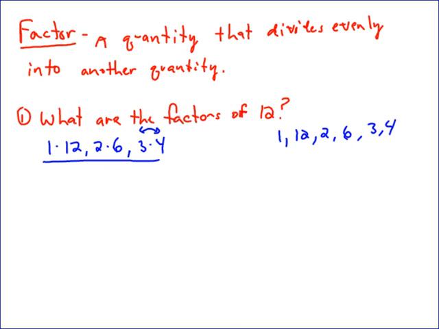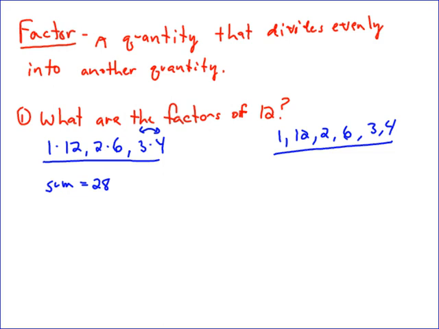So when you talk about a number, there's a lot of things that we worry about with factors. Number one is how many factors does it have? This is 6. We might be concerned about the sum of the factors. Well, that would be adding all these up. So 1 plus 12 is 13, plus 2 is 15, plus 6 is 21, plus 7 is 28. So the sum of the factors in this case would be 28.